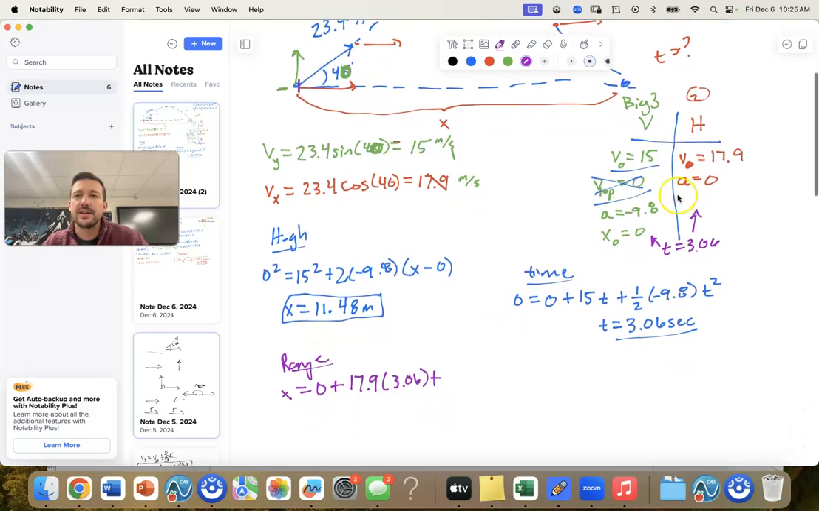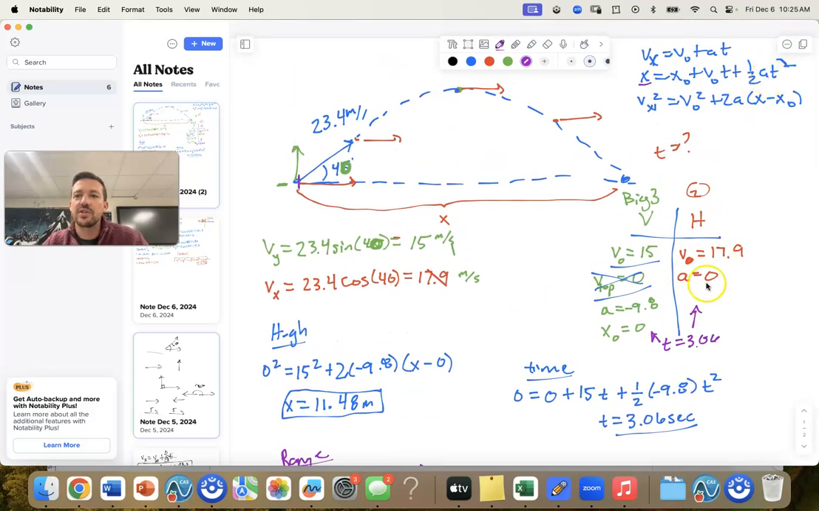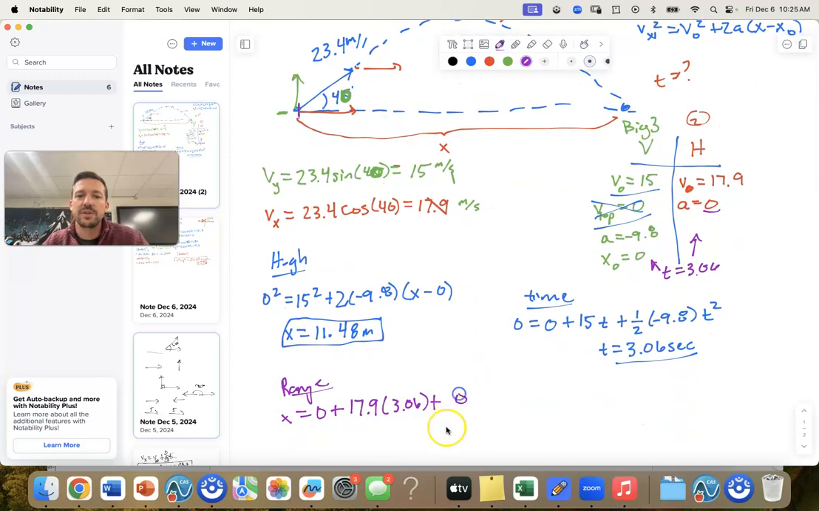and then plus, now on this one, acceleration is 0, right? So this whole term disappears, so I don't even need to worry about it. So it's just plus 0. So this comes out to be 17.9 times 3.06, and that comes out to 54.8. And that's how far it went.